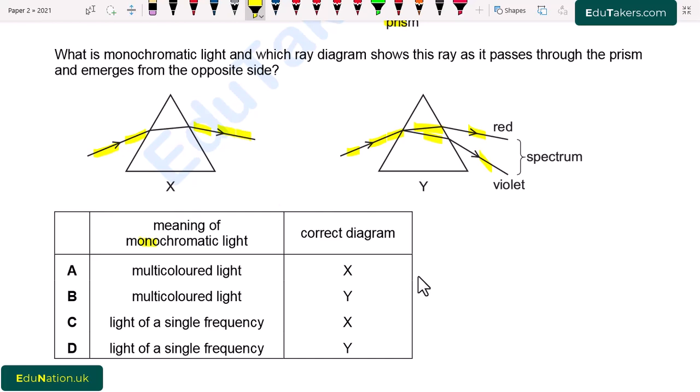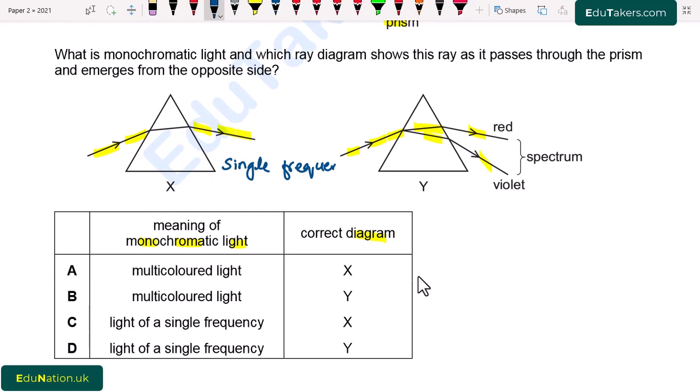Meaning of the monochromatic light and correct diagram. Monochromatic light is a light of single frequency. So I write here single frequency.